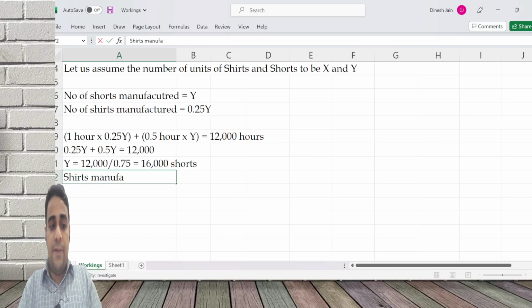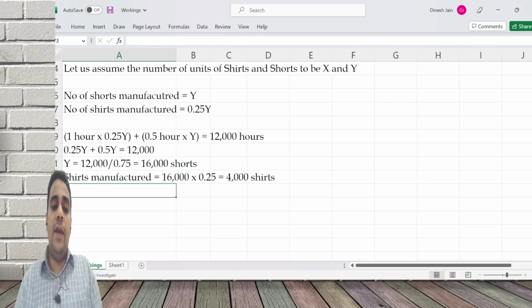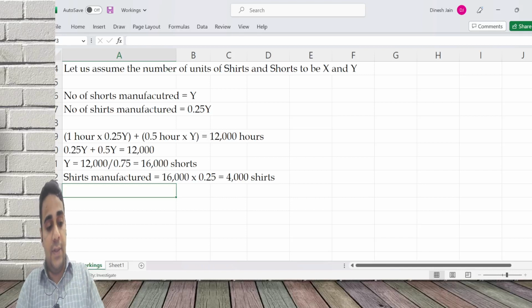And shirts manufactured is 16,000 into 0.25, which is 4,000 shirts. This is what I will do every month. If there is a problem with labor availability, we'll have to do 16,000 shorts and 4,000 shirts. So our optimum plan is 16,000 shorts and 4,000 shirts. Any doubts on this?